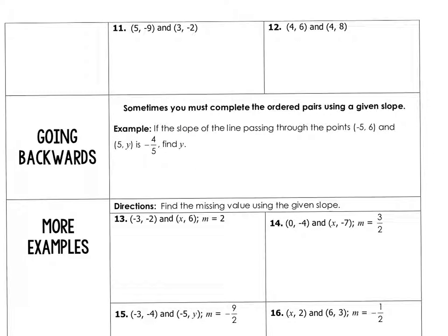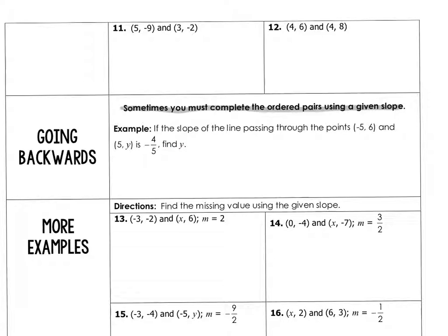Sometimes you must complete the ordered pairs using a given slope. So here we're going to have to use our algebraic skill set. Here's an example. If the slope of the line passing through the points negative 5, 6 and 5, y is negative 4/5, find y.